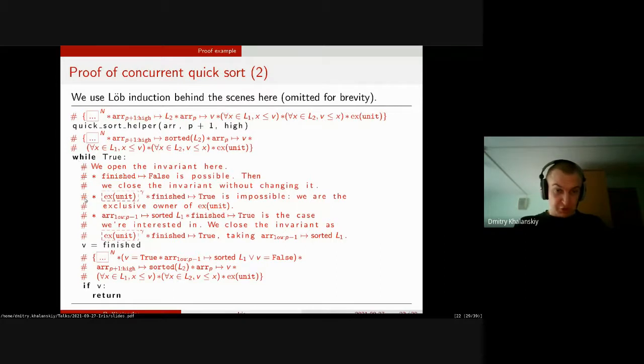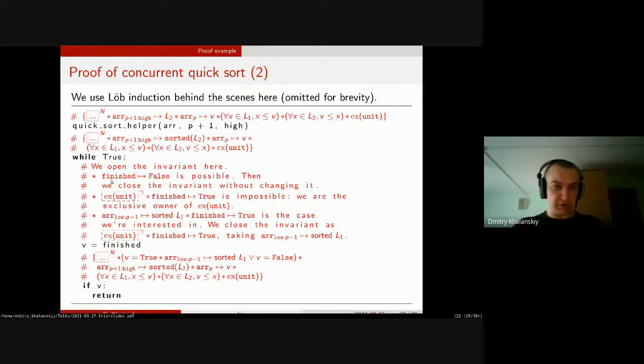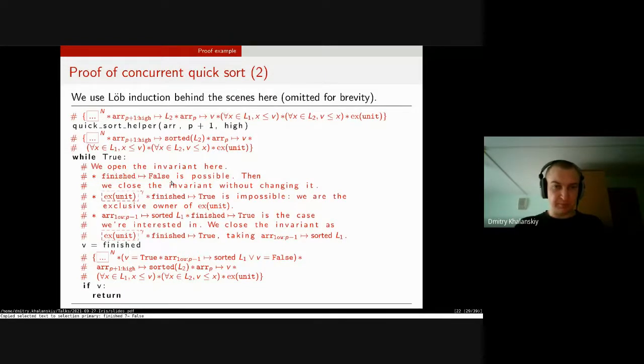In each iteration, we read the value of the finished variable that is shared among threads. It is possible that we observe the value to be false.